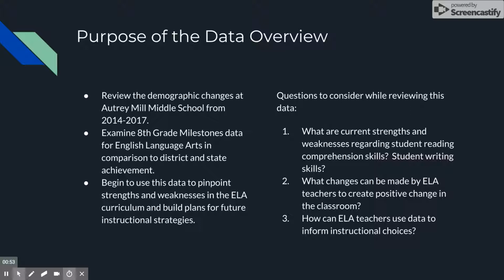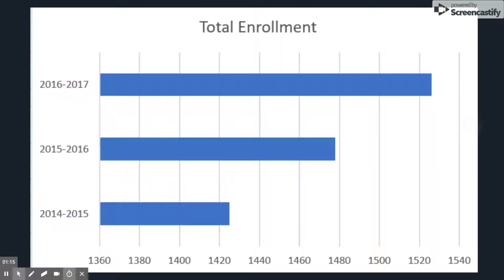What changes can we make as ELA teachers to create positive change in the classroom, specifically around cultural changes and getting kids to be engaged and wanting to be in the classroom as we look at some of this attendance data? And then how can ELA teachers use this data to inform instructional choices? So those are some of the questions I'd like you to consider while reviewing this data.